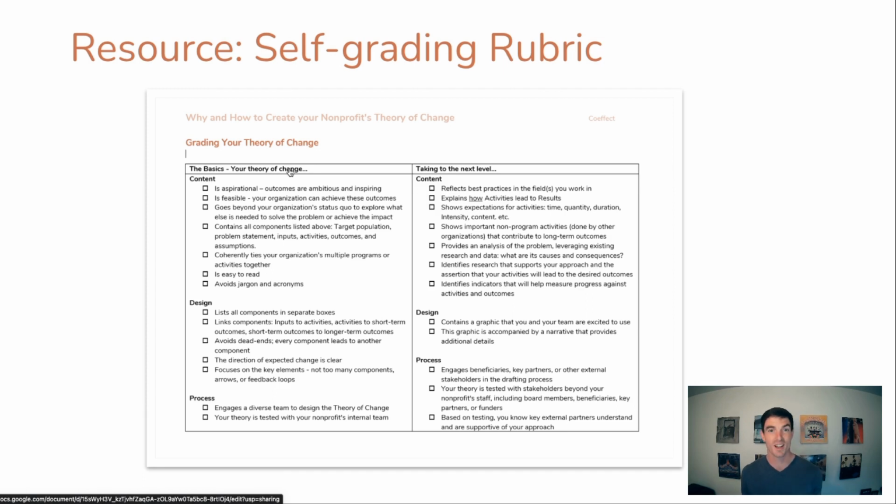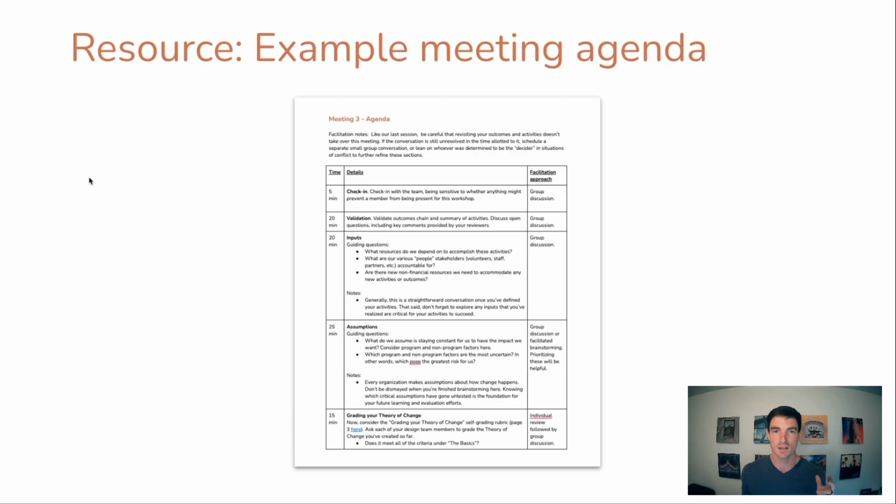As a reminder, I've got the self-grading rubric. You'll have a link to access this and use this as a checklist to make sure, hey, we've done what we really need to do here. And as I shared in prior videos, we have an example meeting agenda for the inputs and assumptions conversation that you can use as a starting point to have this discussion with your team.